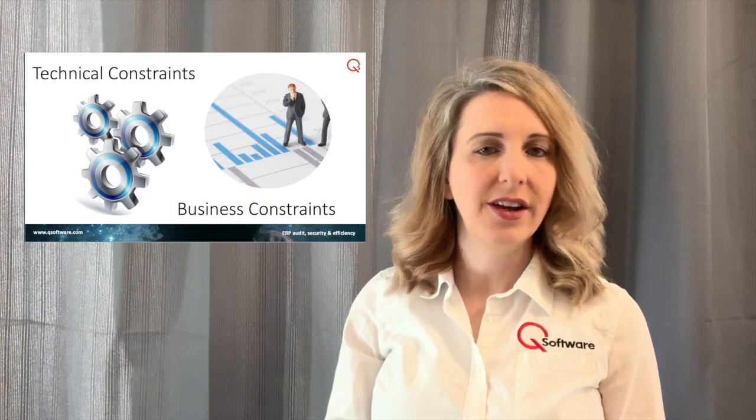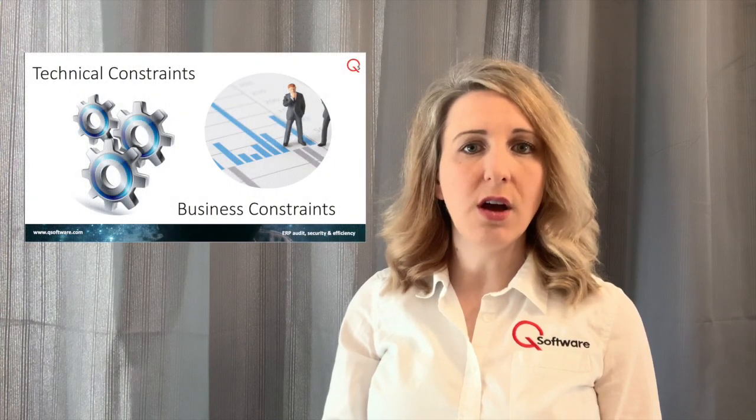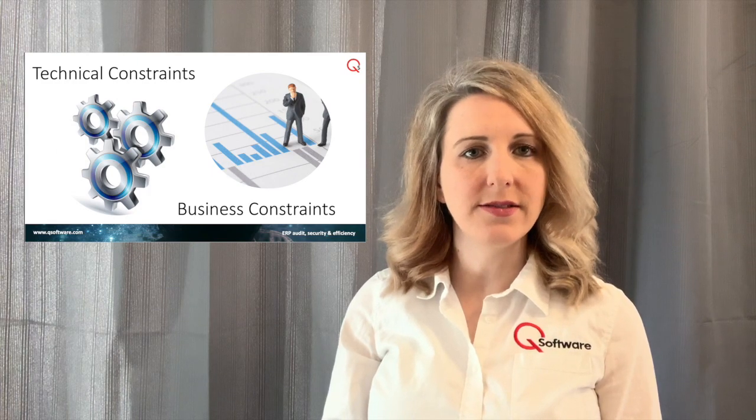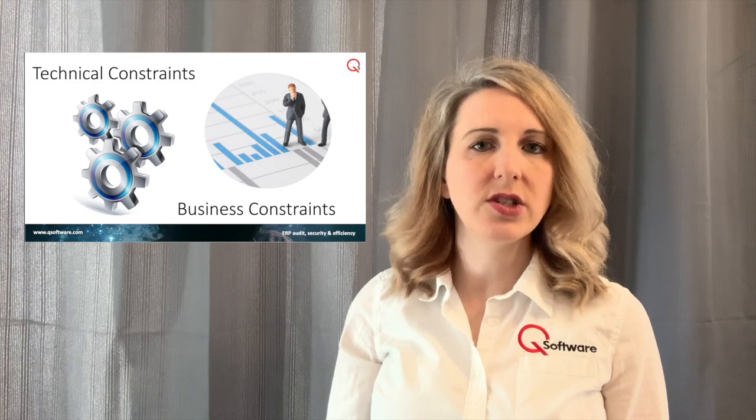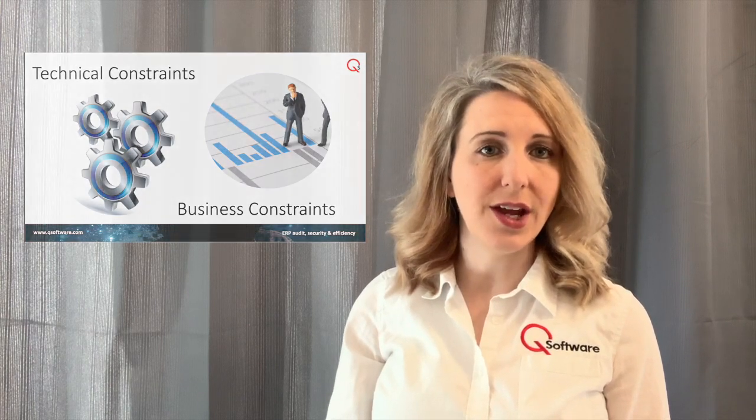The main reasons for needing compensating controls include technical constraints, such as the software cannot be configured to accommodate segregation for a specific task, or business-related constraints, such as small staff size in a specific location.